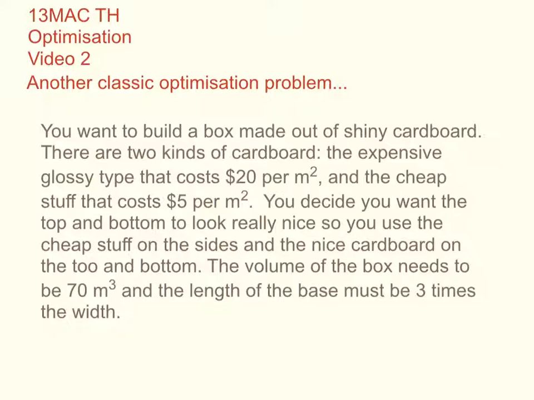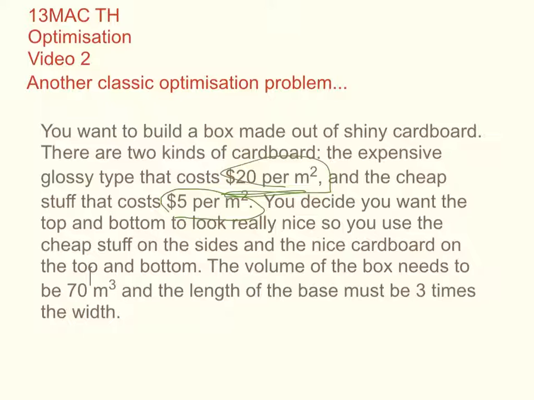So this box is made out of shiny cardboard, and the cardboard comes in two types. There's expensive stuff, and that costs $20 per square metre. And then there's the cheap stuff, and that costs $5 per square metre. Now you decide the top and bottom of the box should look lovely, so you'll use the expensive stuff there, and that should say the top, not the two, and you'll use the cheap stuff on the sides.